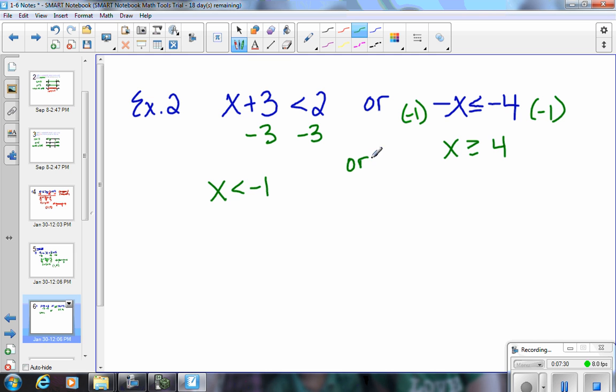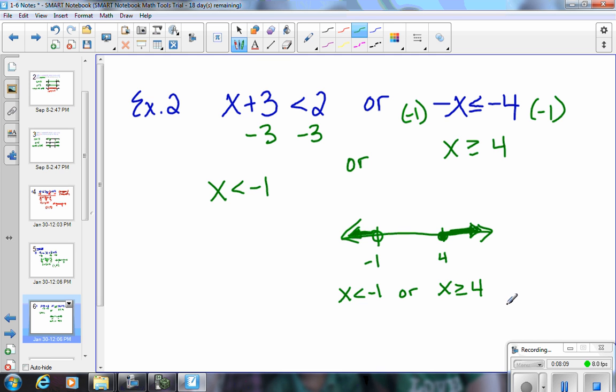Remember, this is an OR, and that is part of your answer. So when you write out your answer, you must include the word OR. Then for our number line, we're going to have less than -1. And remember, for the OR statement, we are doing the union, so we're combining these two pieces together, and we have greater than or equal to 4. So this is how I draw my number line, and again, remember, I have to write the word OR as part of my solution.